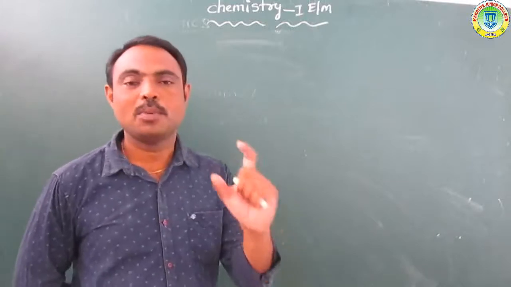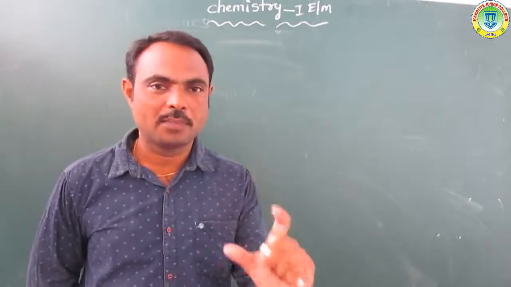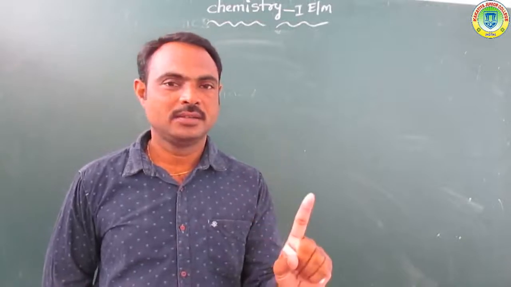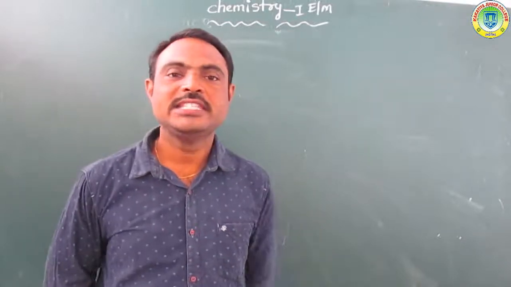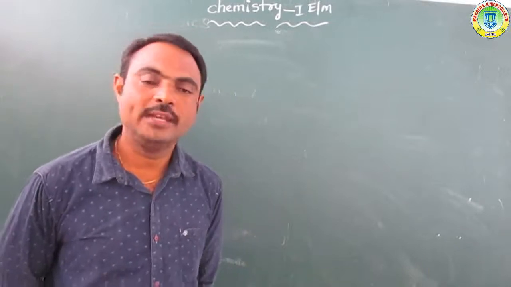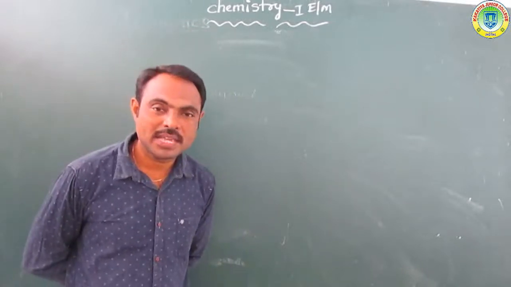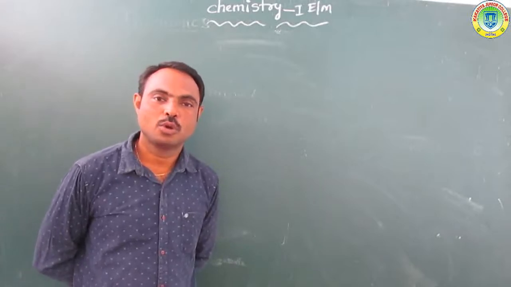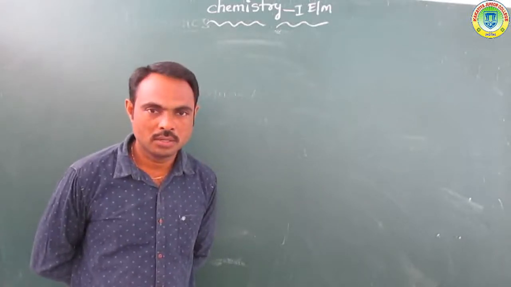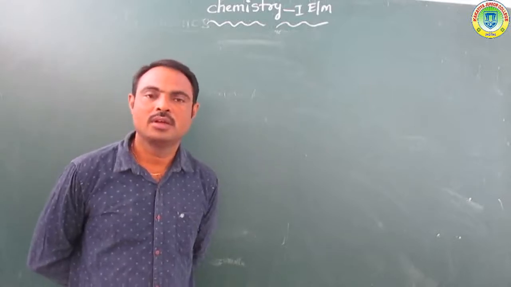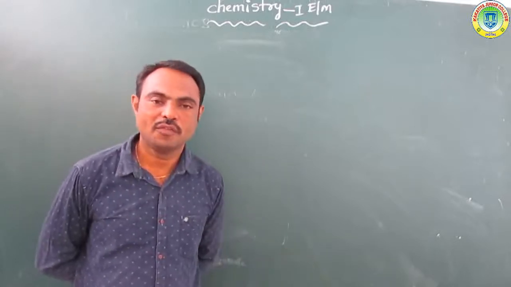What are examples of crystalline allotropy of carbon? Diamond, graphite, and C60. C60 means Buckminster fullerene. Amorphous allotropy of carbon includes gas carbon, coal, and coke. These are some of the best examples of amorphous allotropy of carbon.